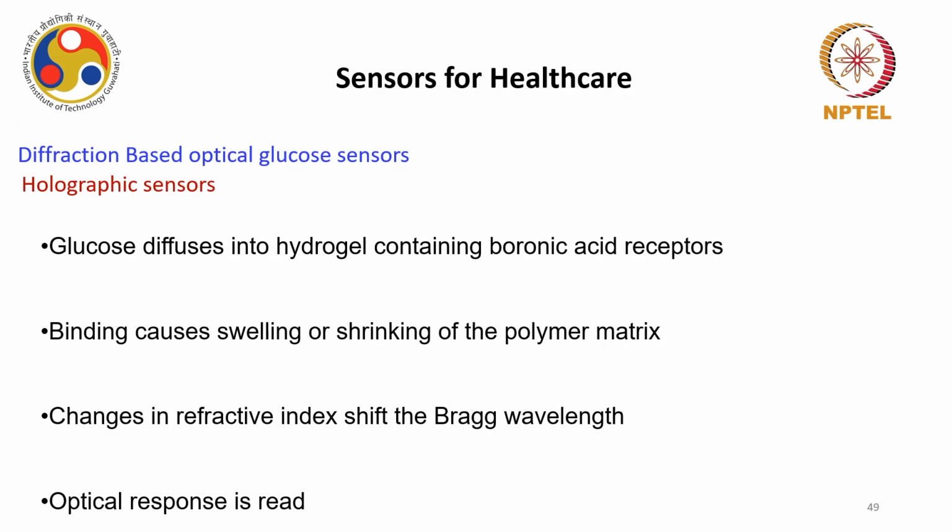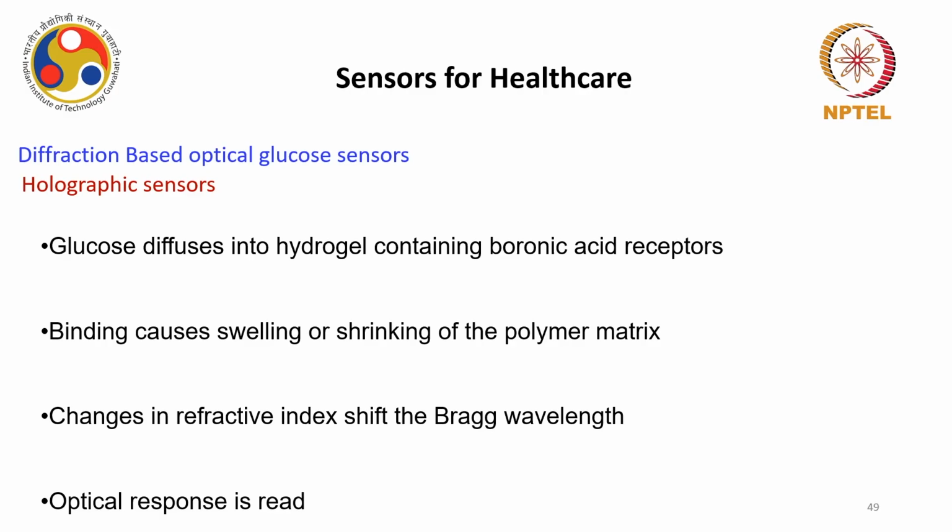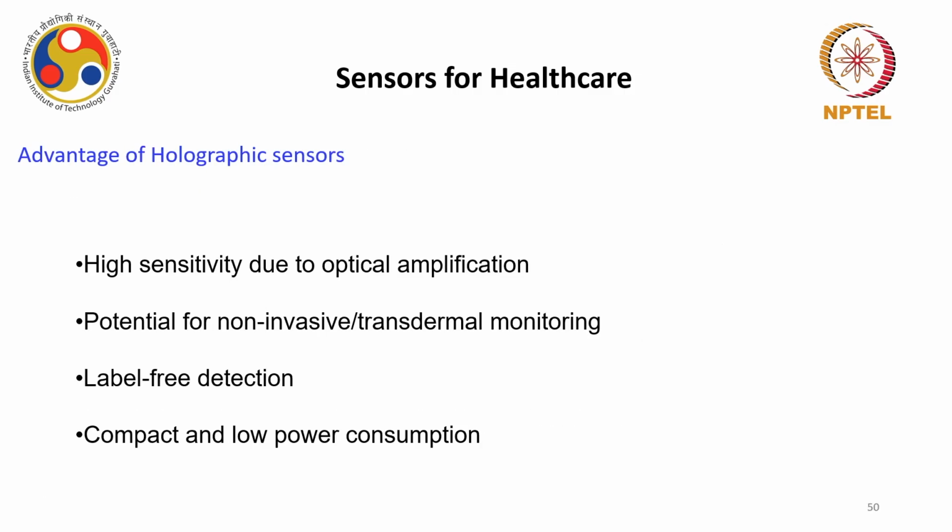Okay, so glucose basically diffuses into different hydrogels that are utilized for these applications. These hydrogels already contain some boronic acid kind of receptor. Okay, so the glucose molecule binds with these receptors, and this causes swelling or shrinking of the hydrogel polymer matrix, which changes the refractive index, and this changing refractive index shifts the Bragg's wavelength, and then because of that we have an optical response which is read. Okay, this is how holographic glucose sensors in a nutshell work.